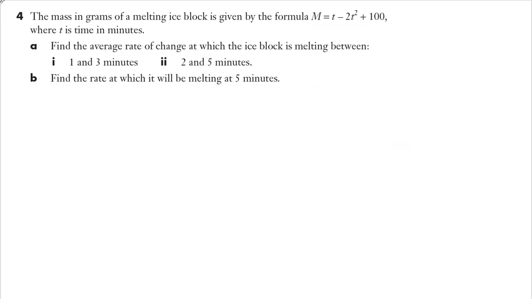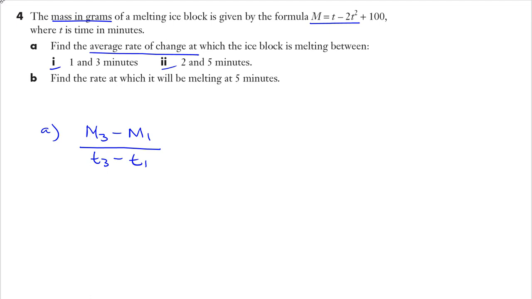On to question 4. The mass in grams of a melting block of ice is given by m, for the mass, equals t minus 2t squared plus 100. We want to find the average rate of change of the block while it's melting. There are 2 times we're going to do here. I'll just do the first one and leave the second one up to you. Between 1 and 3, we want to know m(3) minus m(1) all over t3 minus t1, where this is just 3 and 1.